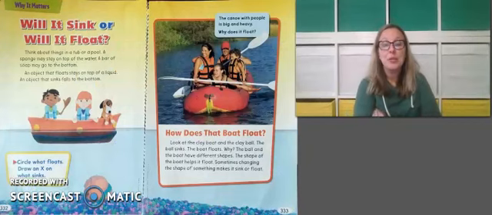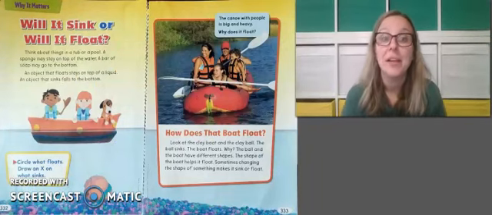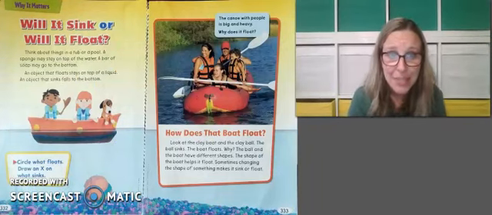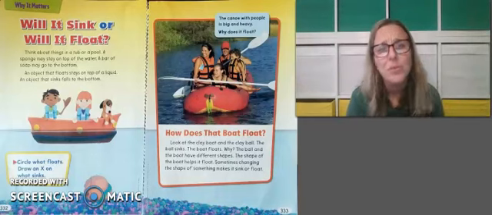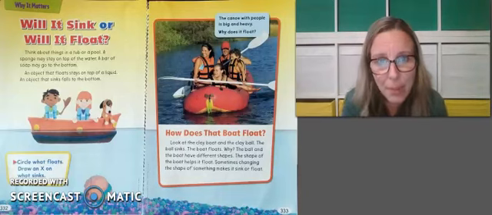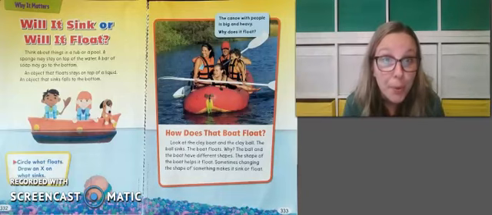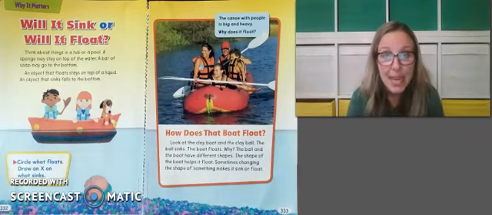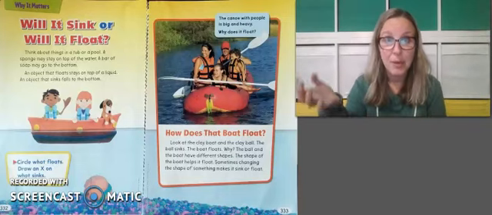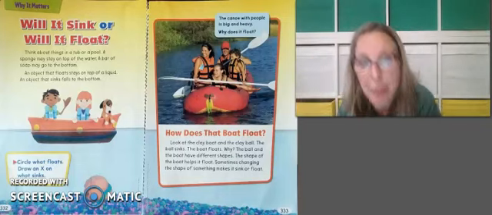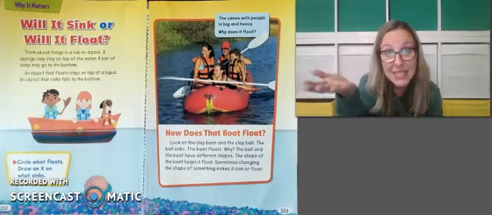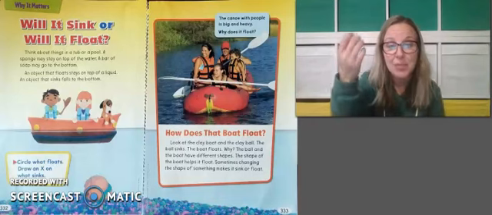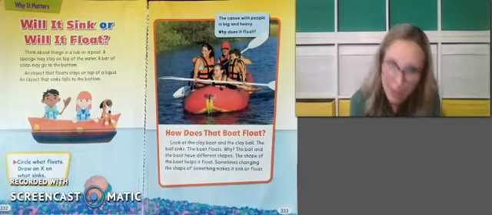All right, boys and girls, we are going to continue talking about matter. On page 332, it says, will it sink or will it float? Think about things in a tub or a pool. A sponge may stay on top of the water, and a bar of soap may go down to the bottom. An object that floats stays on top of the liquid, and an object that sinks falls to the bottom.